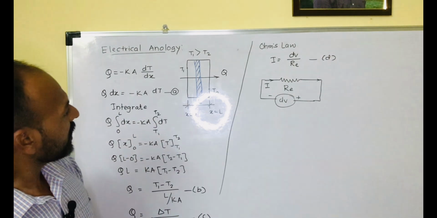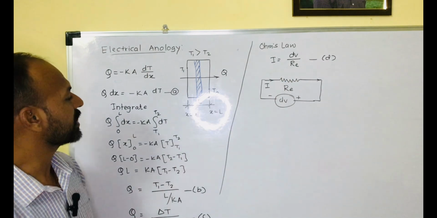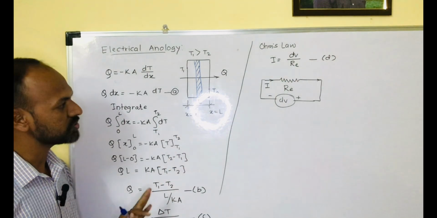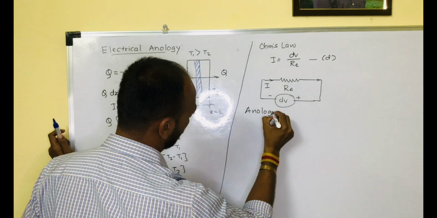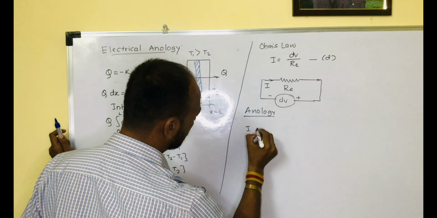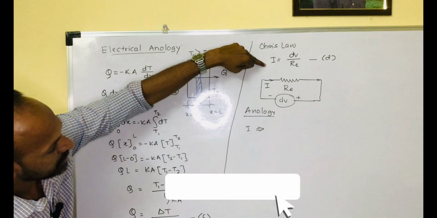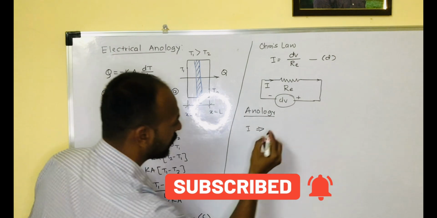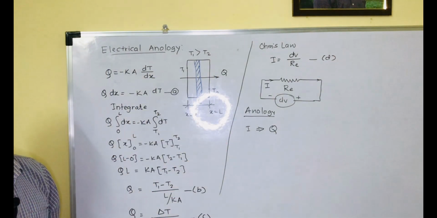Okay. Similarly, for this plane wall, by comparing it with the electrical circuit, we can prepare the thermal circuit. Now see how we can prepare. Let us take the analogy. The electric current I, we can say, just compare these two equations. This I is analogous to heat transfer through that plane wall, or we can say a thermal circuit.